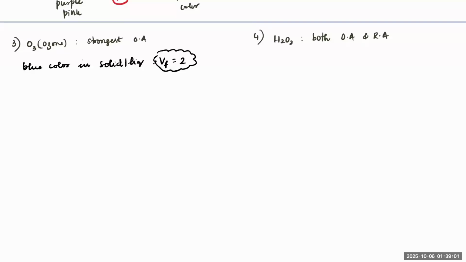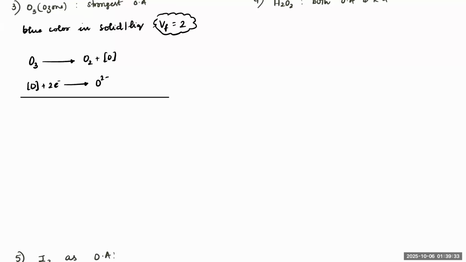What does it do? O3 will always give you O2 plus nascent oxygen. And it is this nascent oxygen which will consume the 2 electrons to convert into O2 minus. So wherever there is ozone, if you are using it as an oxidizing agent, this is the reaction you are expecting: O3 will consume 2 electrons and convert into O2 plus O2 minus.